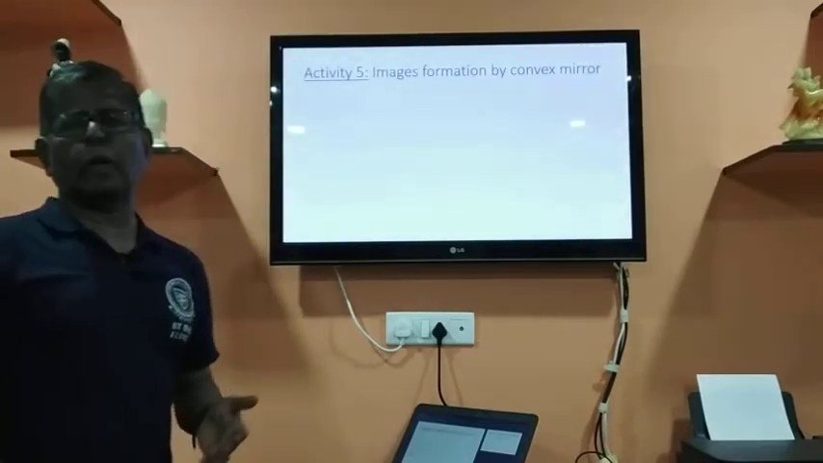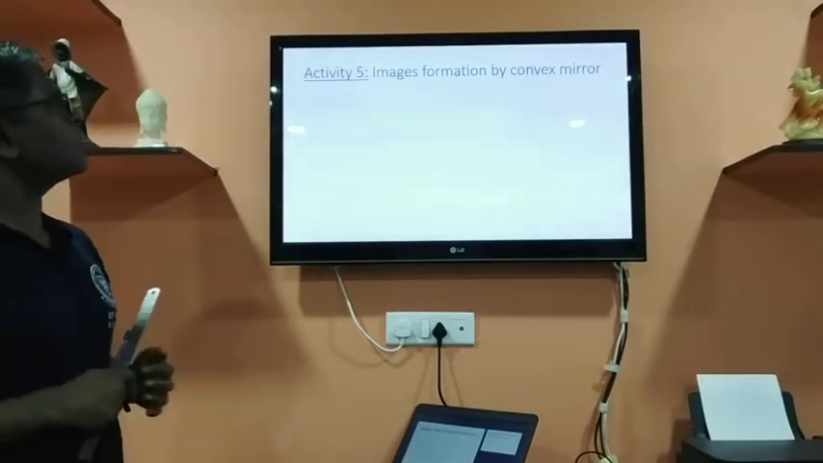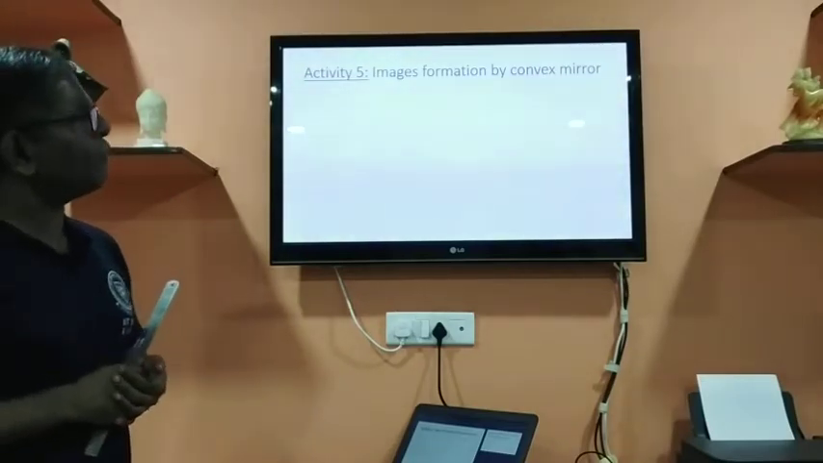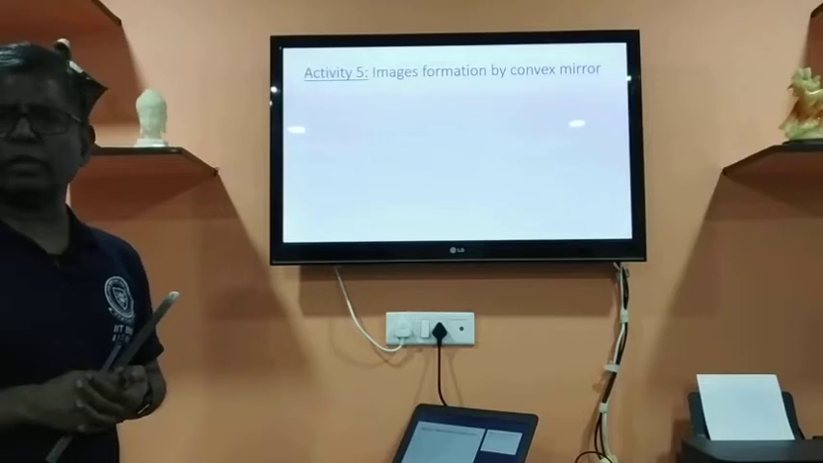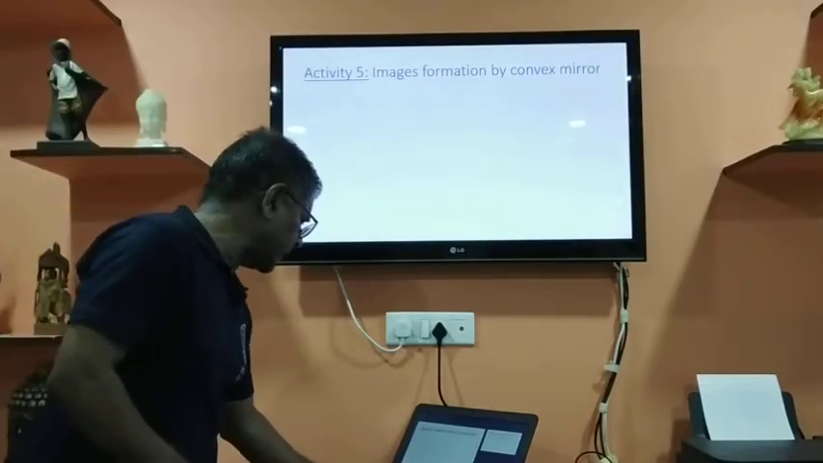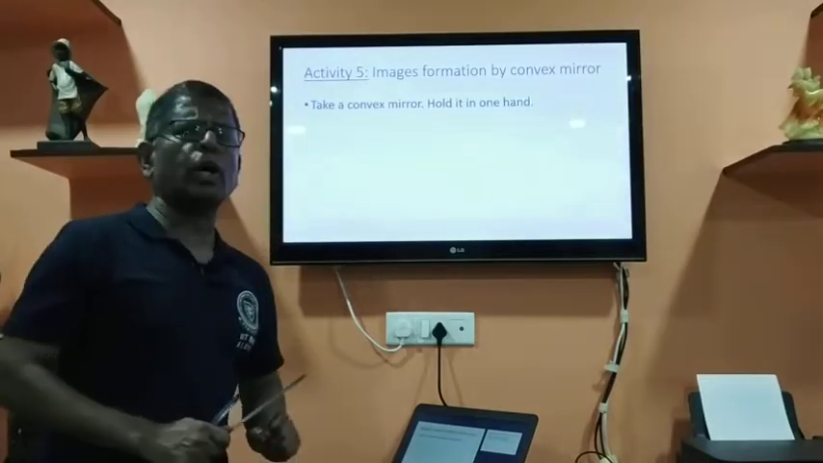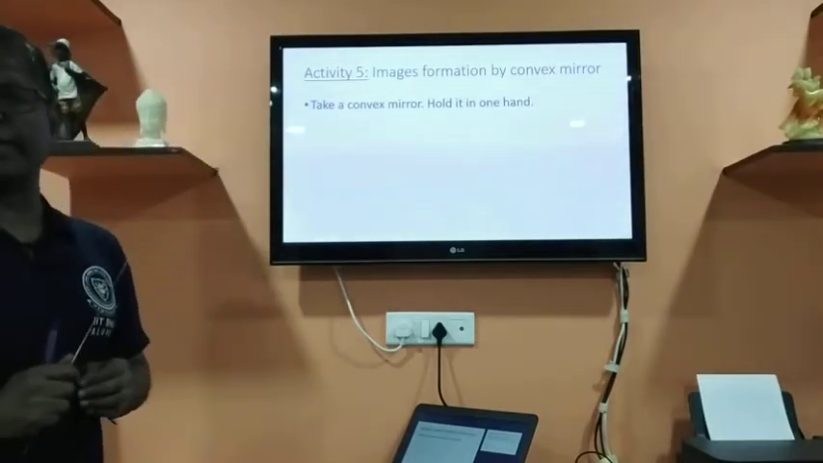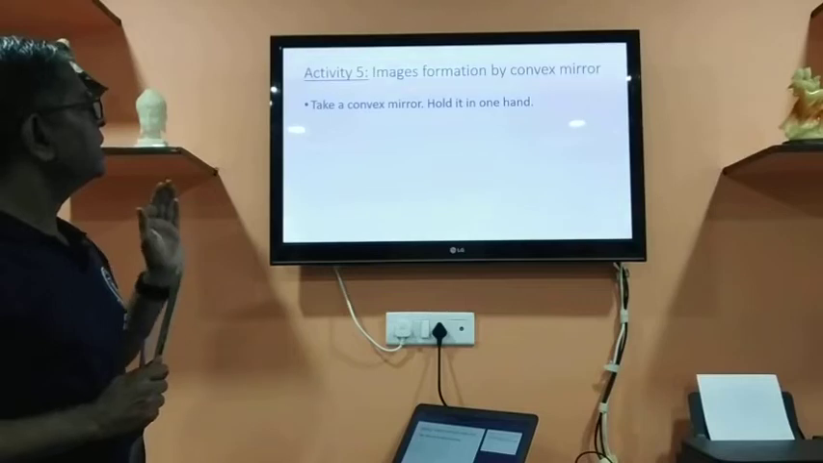Now, if you follow the same principle, you can also find out how the images are formed by a convex mirror. So the principle, all the four rules are the same. The only thing is the convex mirror will always produce the virtual image. Okay, the image is always virtual.